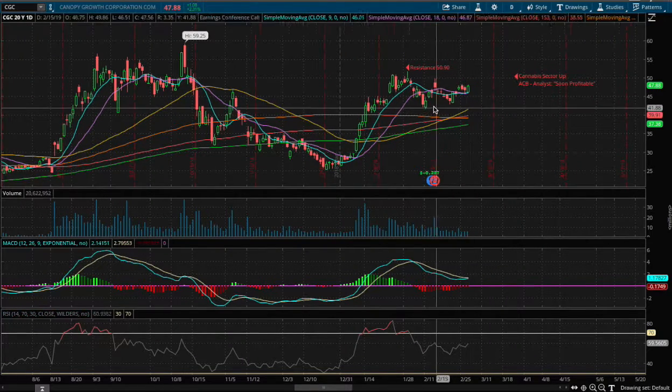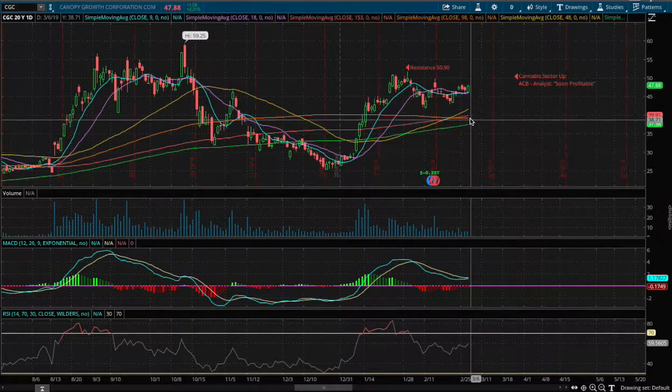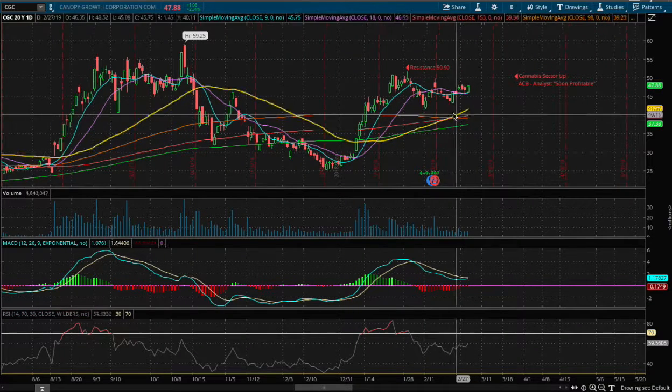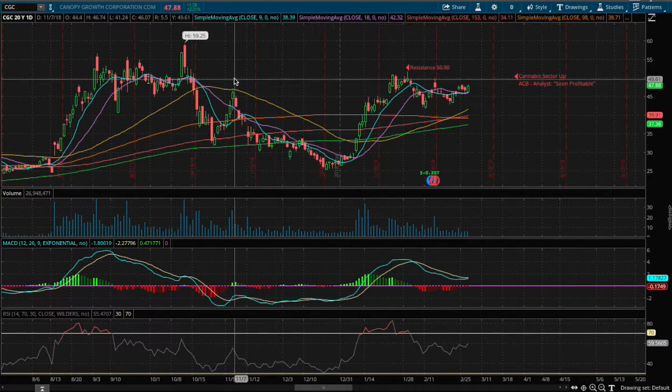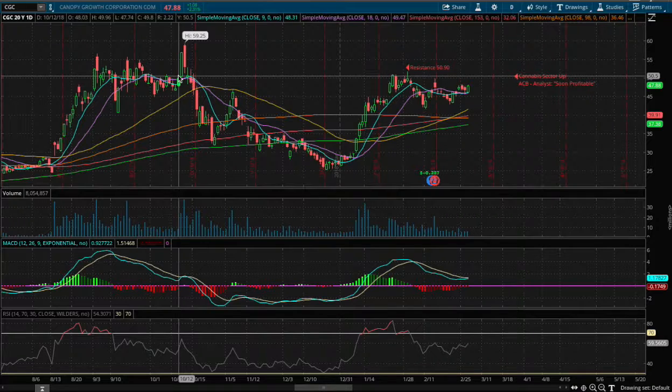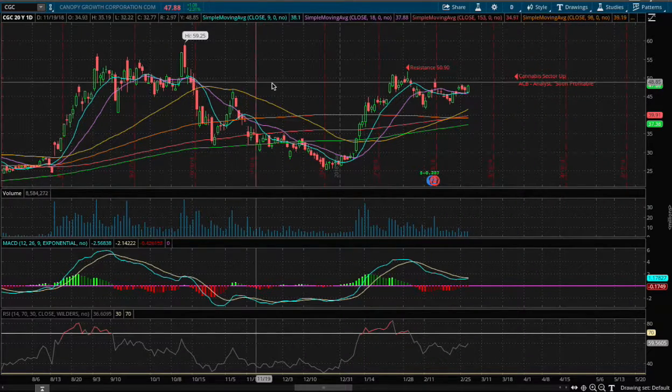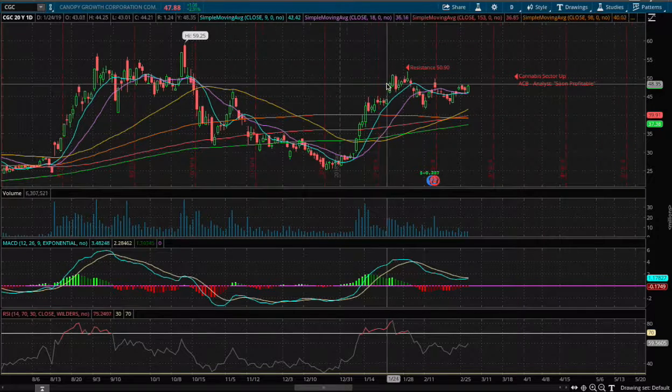Overall, the cannabis sector went up due to analysts on Aurora Cannabis. They see the cannabis sector will be profitable soon, especially for Aurora Cannabis. So let's go to the chart.